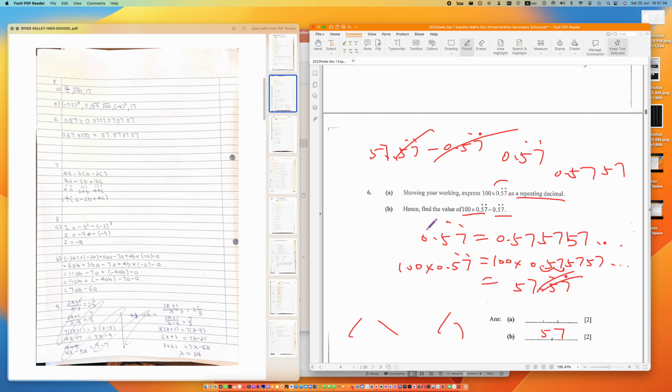They want it repeated, okay? You cannot show it like this. You must show it in this format. That means if next time you get 0.6666, you must represent it as 0.6 with the dot above. Remember this. Because you have learned how to represent a recurring number, then you have to make use of it.